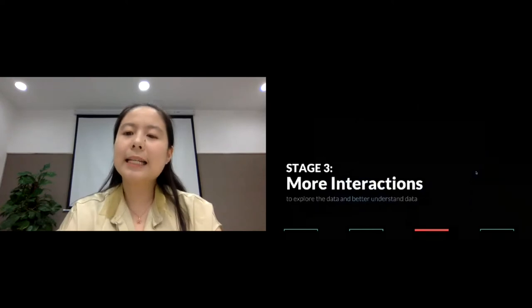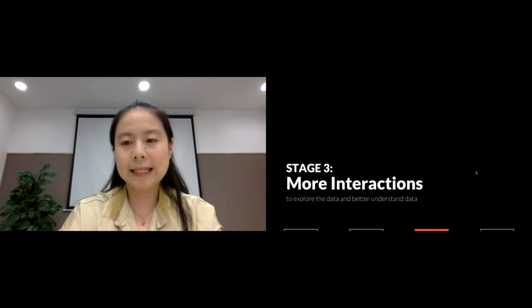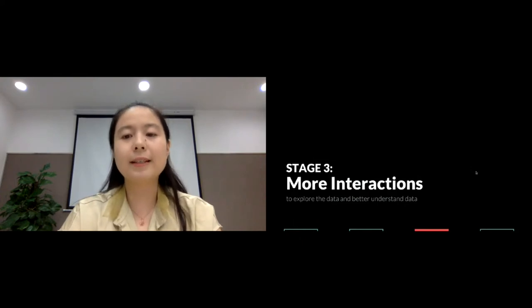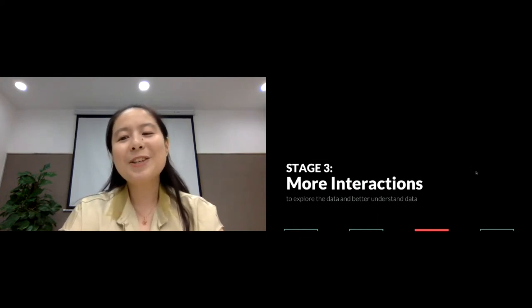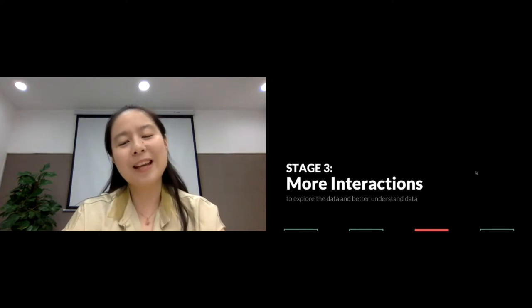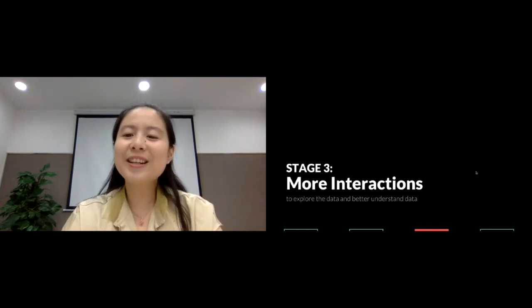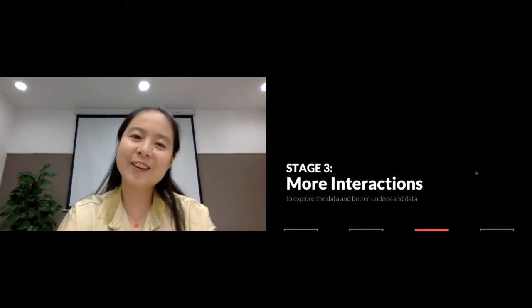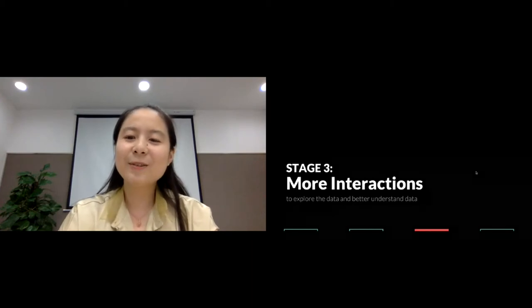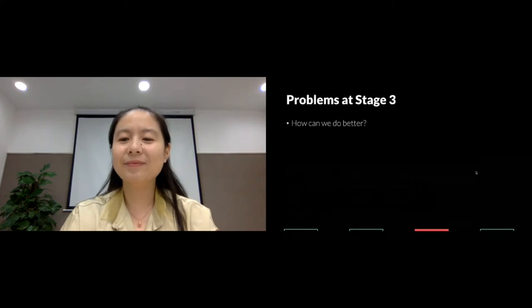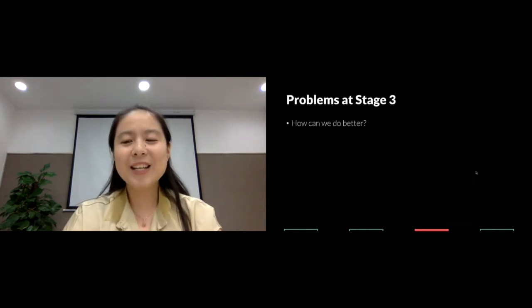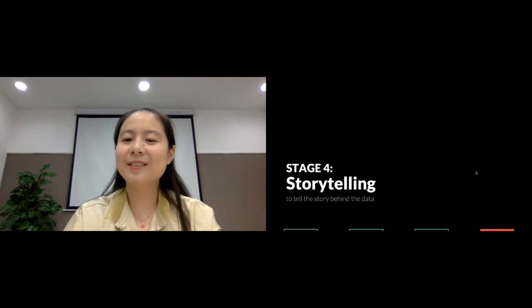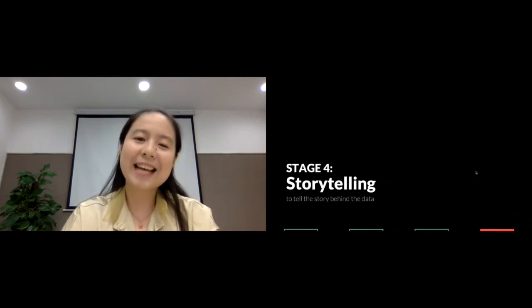We can see that at stage three, we already have quite complex abilities to make charts of different styles. Your imagination of what you want to make with these features is really the limit of what you can create. So how can we even do better after this? Well, Apache ECharts answered this question with storytelling, to tell the story behind the data.